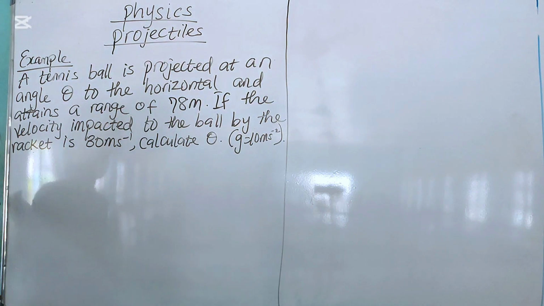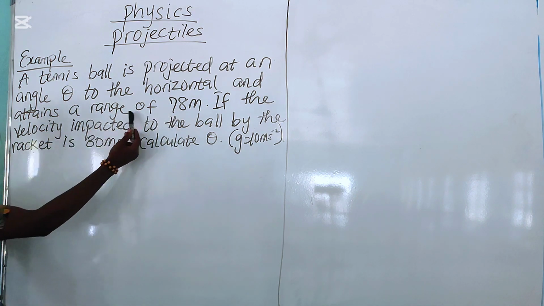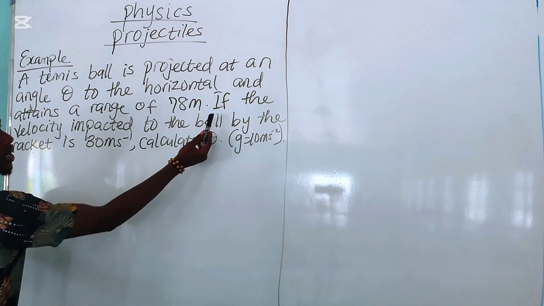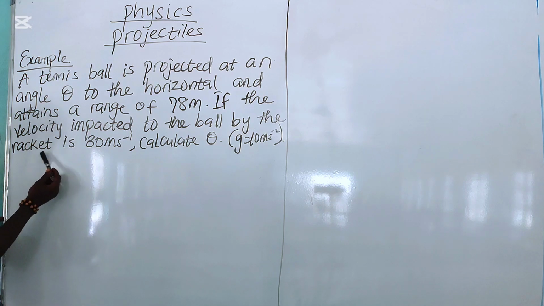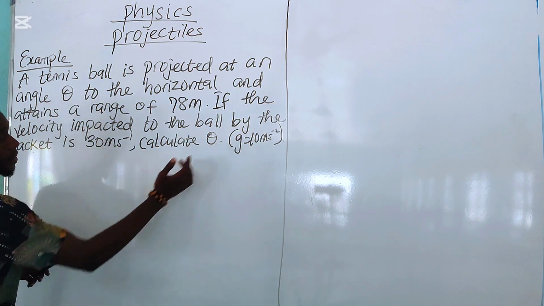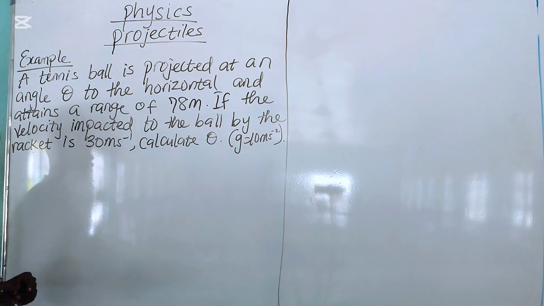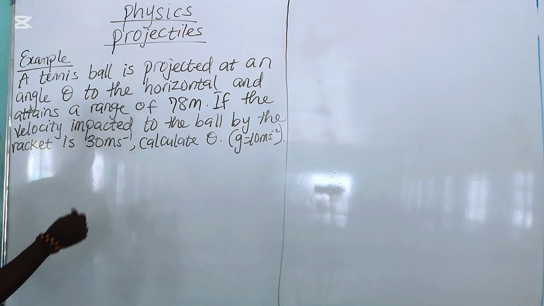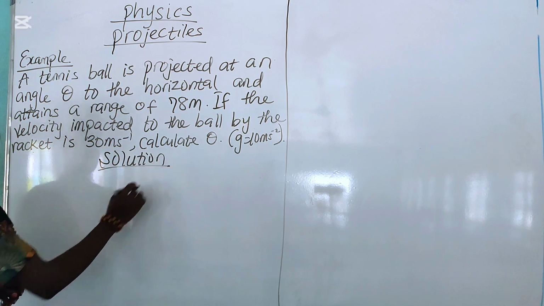We have an example which says that a tennis ball is projected at an angle theta to the horizontal and attains a range of 78 meters. If the velocity impacted to the ball by the racket is 30 meters per second, calculate theta. And we are given g, the acceleration due to gravity, to be equal to 10 meters per second square. Okay, so let's go into the solution.